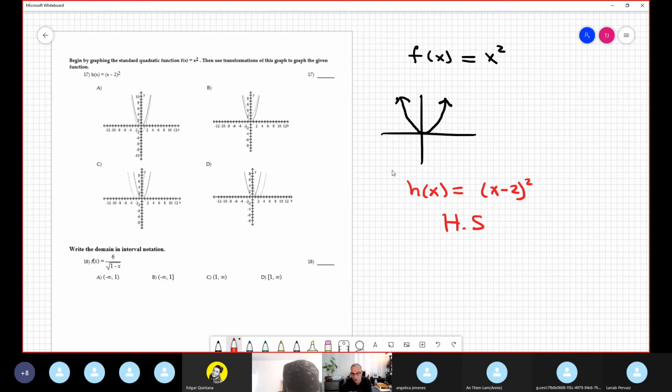So you need to be aware that it's completely different from this idea. This is a vertical shift, because you're subtracting 2 outside the parenthesis. Here you're subtracting 2 inside the parenthesis. Forget about this.